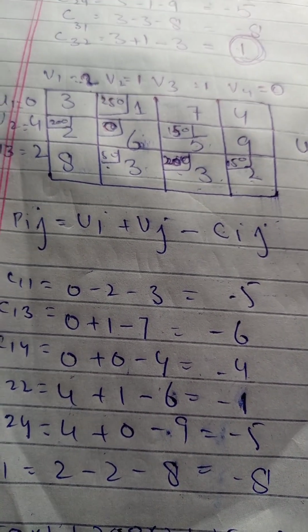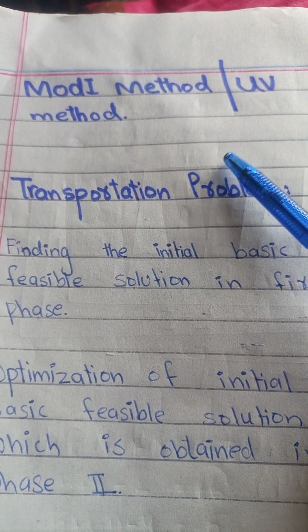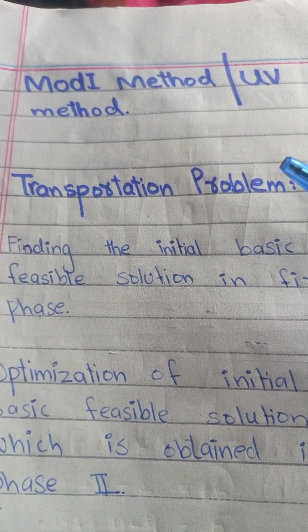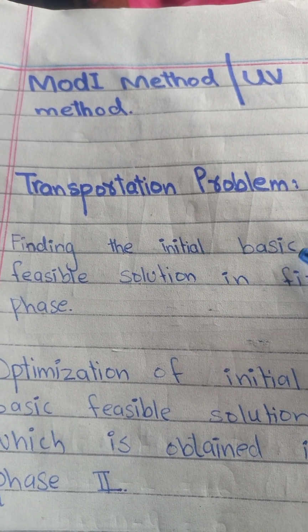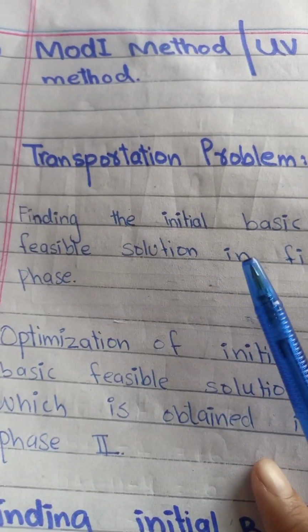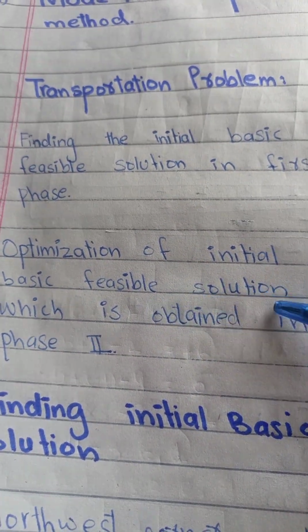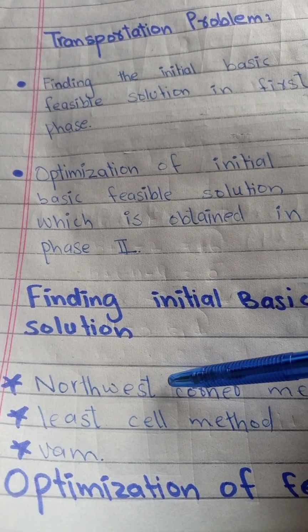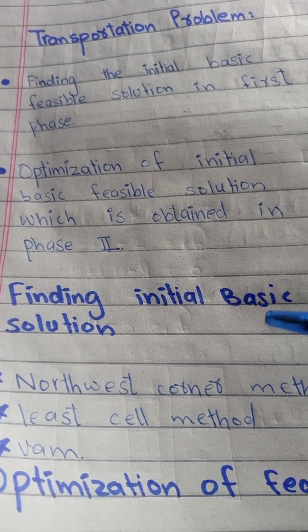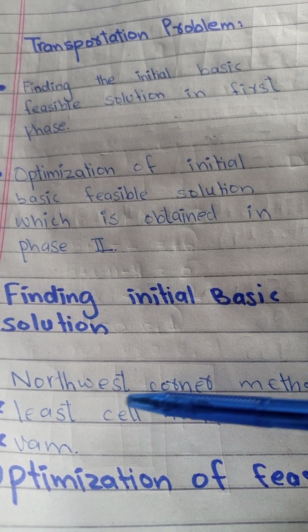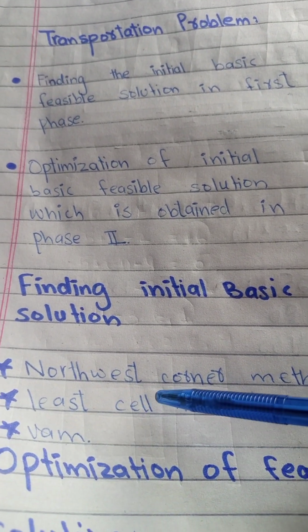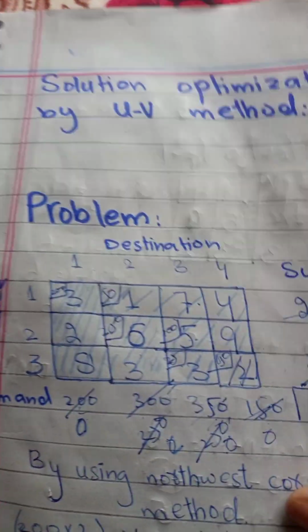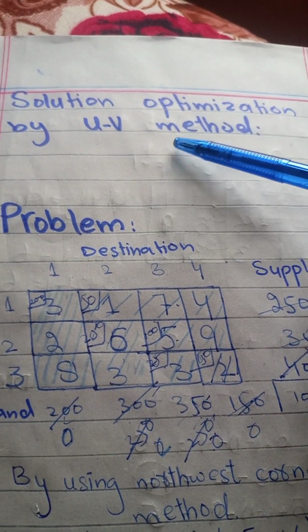Let me repeat. First, we have discussed the Modi method or UV method. Modi method or UV method is the second phase of the transportation problem. The first phase is finding the initial basic feasible solution, and the second one is optimization of the initial basic feasible solution. The first phase involves three methods to find the initial basic feasible solution: northwest corner method, least cell method, and Vogel approximation method. The second phase involves optimization of the feasible solution. UV method is used to optimize the feasible solution.